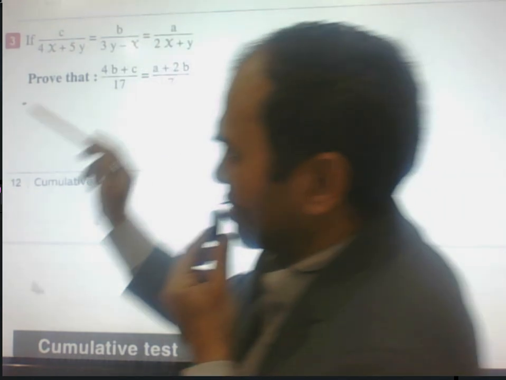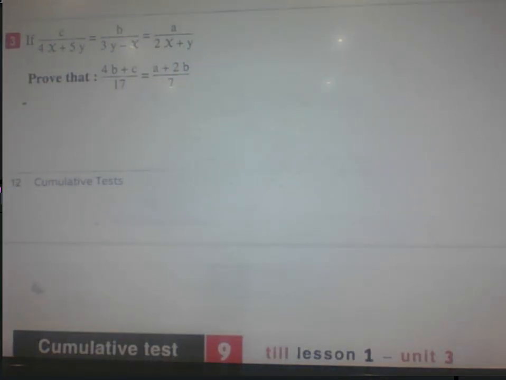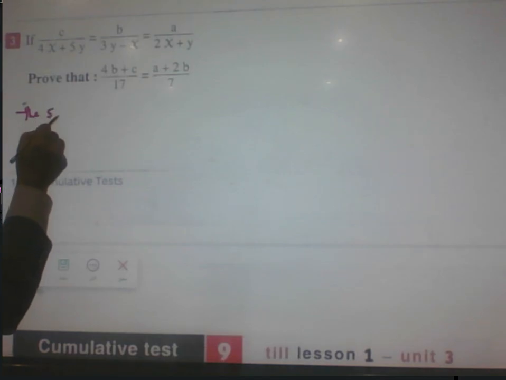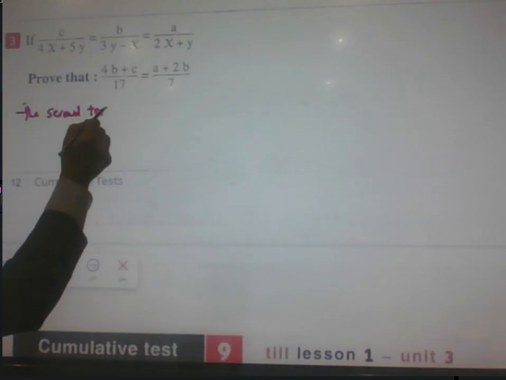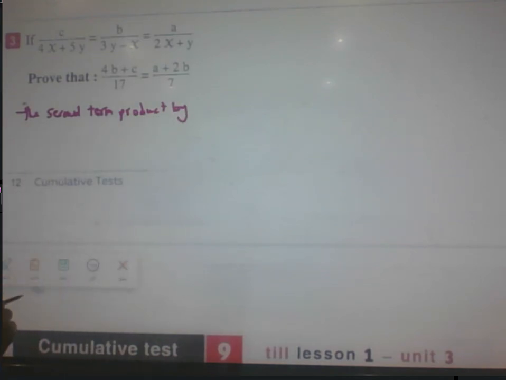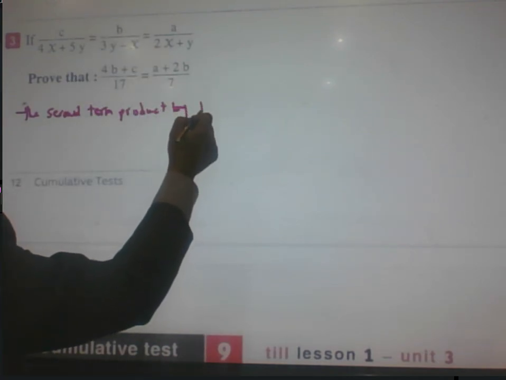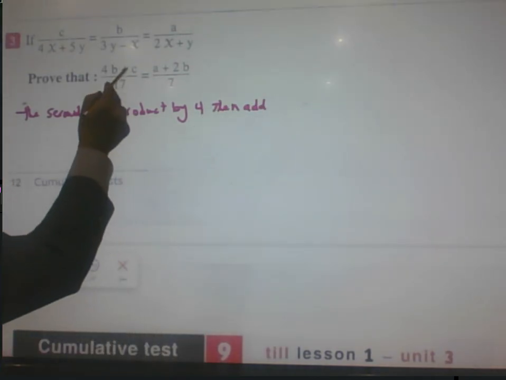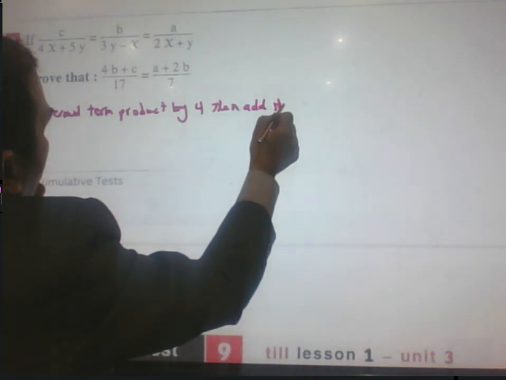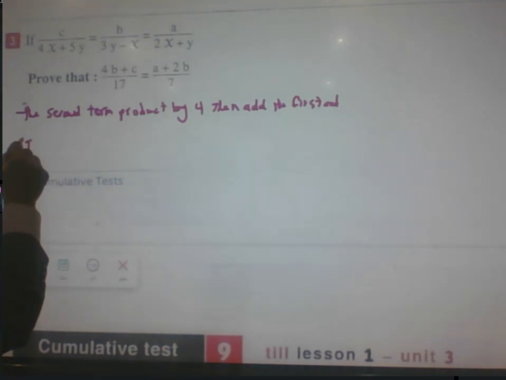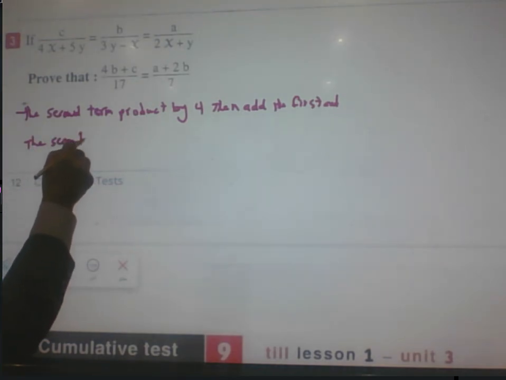And the second proportion. Write the steps. 4B will be, we will write, multiply the second term by what? The second term, multiply by 4. Then 8, we have C, it's the first. Then 8, the first, and the second proportion.